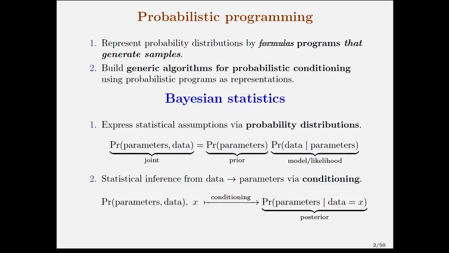Now, when you combine these two bodies of ideas, the idea is we're going to express our statistical assumptions with programs that generate samples. So we're going to represent this object here, the joint distribution, by a program. And then we're going to use generic algorithms for performing probabilistic conditioning in order to get at this object, which is what we're interested in, so the posterior distribution.